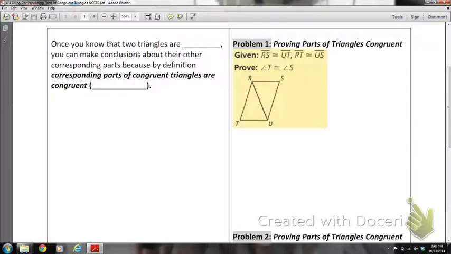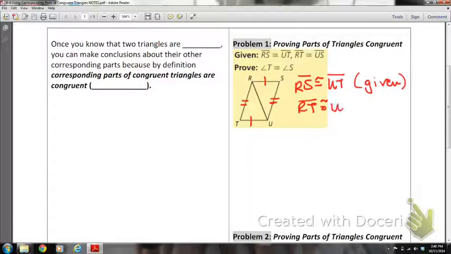The information that's given, we have RS, let's mark that on the diagram. RS is congruent to UT. I'll go ahead and write this down. RS is congruent to UT because that's given. And we have RT is congruent to US. Let's use a different congruence marking. RT is congruent to US is also given.